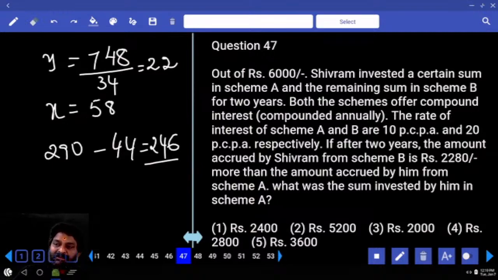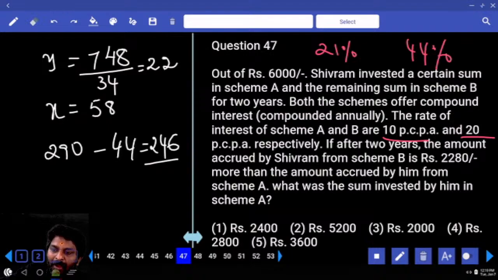Out of 6,000, Shivram invested certain sum in scheme A, remaining sum in scheme B for 2 years. Both schemes offered compound interest compounded annually. The rate of interest in scheme A, B are 10% per annum, 20% per annum respectively. For 2 years, at the rate of 10%, we will get 21% interest. At the rate of 20, we will get 44. If after 2 years, the amount accrued by Shivram from scheme B is 2,280 more than amount accrued by him from scheme A, what was sum invested by him in scheme A?